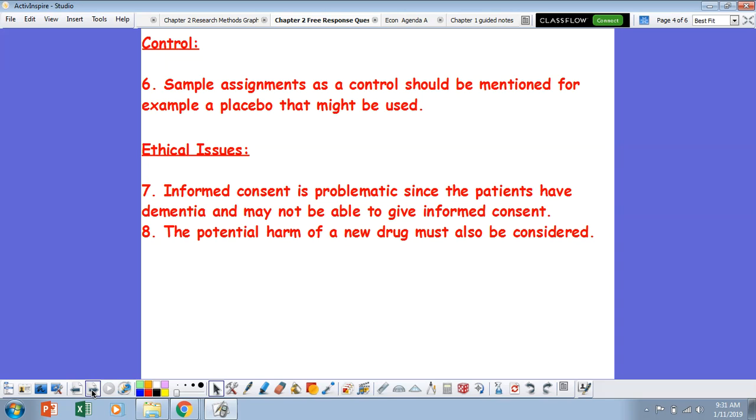And as far as your ethical issues for number 7 and 8, informed consent is problematic since the patients who have dementia or Alzheimer's may not be able to give informed consent. And then finally, number 8, the potential harm that this new drug might have must also be taken under consideration as well.